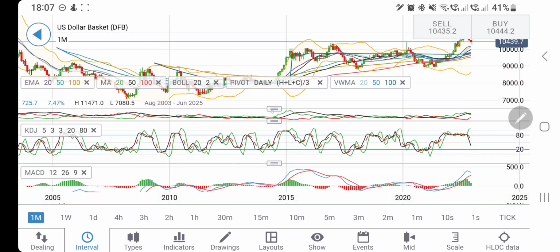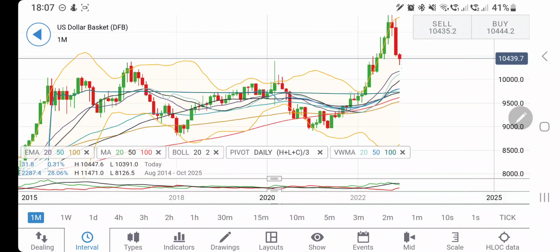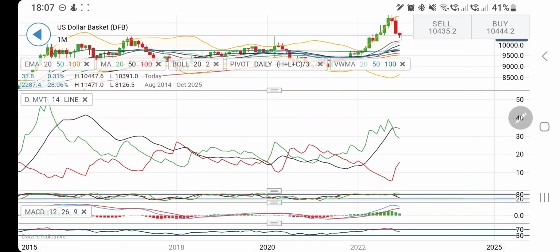Now let's have a look at the monthly charts also. On the monthly charts, the 20, 50, 100 period moving averages are still far away, and if you look at the directional movement here, it is bullish.